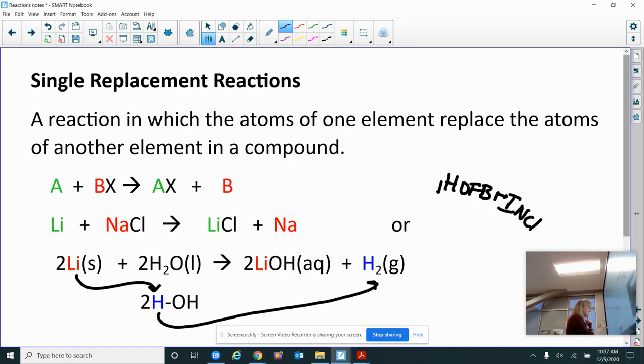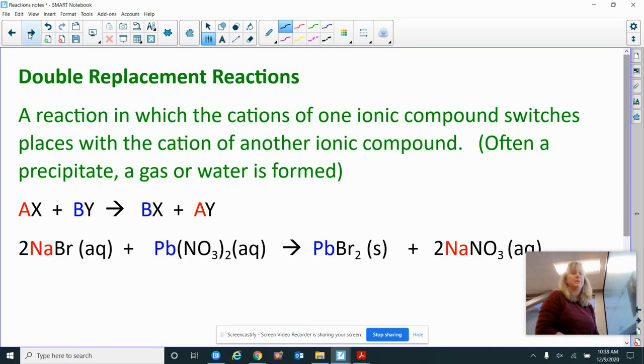So think of water as HOH, not H2O. Li replaces H, combines with the OH, and that's another single replacement. Whereas double replacement is when you have 2 compounds that are switching partners. And in this case, it's 2 ionic compounds, so the cations are switching.